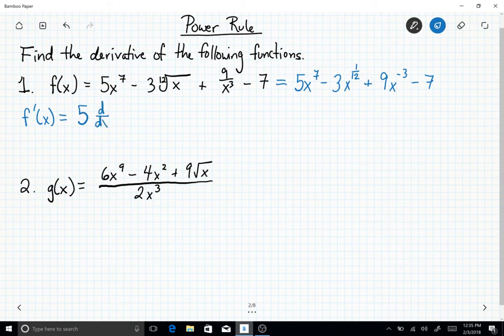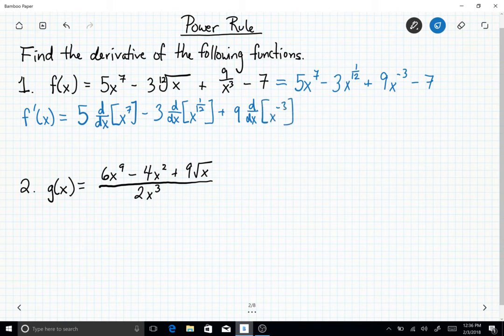So what we can do, constants don't get involved in terms of our derivatives. So you take 5 times the derivative of x to the 7th, we're going to have to take that derivative, minus 3 times the derivative of x to the 1/12th. And that's the beauty of derivatives, you can always pull those constants out in front. And then plus 9 times the derivative of x to the -3.